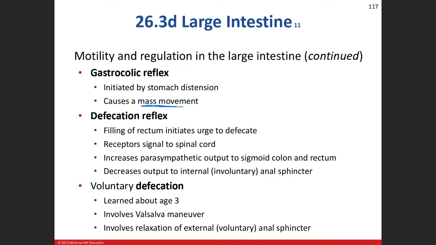I don't know if you remember reflexes very well from 210. There's several different types of reflexes.